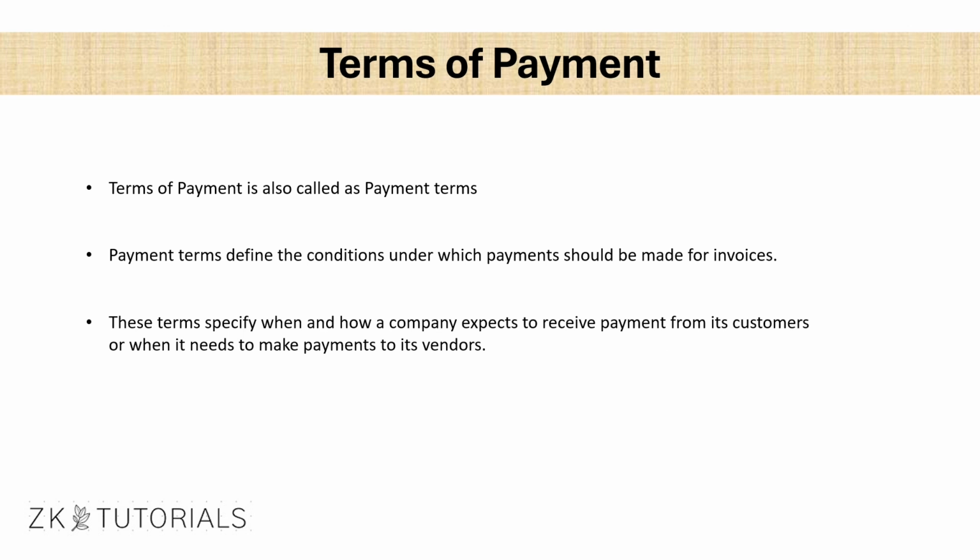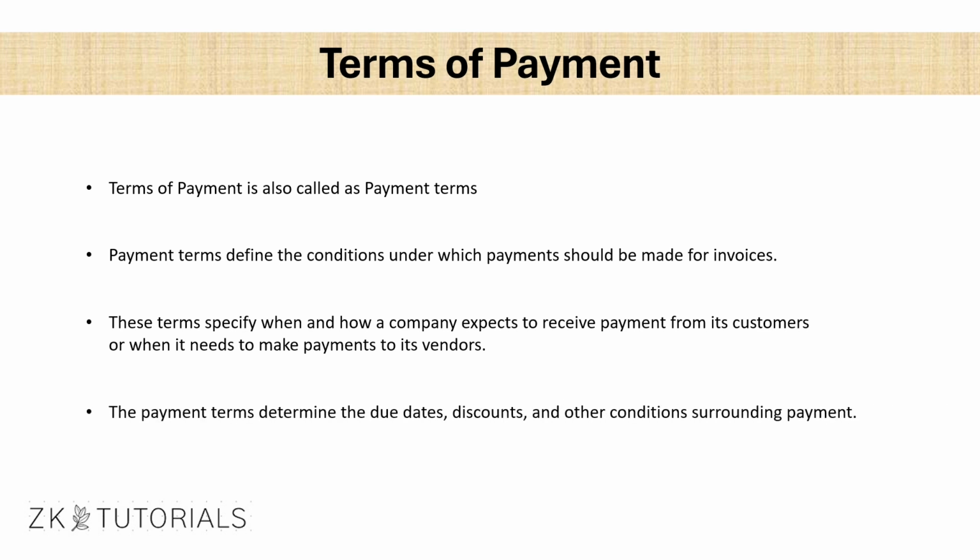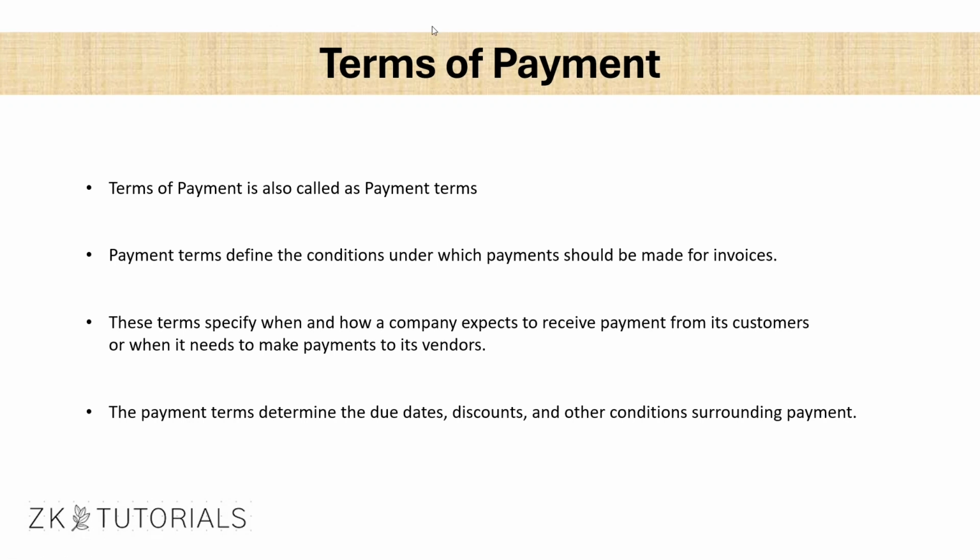These terms specify when and how a company expects to receive payment from its customers or when it needs to make payments to its vendors. The payment terms determine the due dates, discounts and other conditions surrounding payment. So in simple terms, payment terms means the credit terms which are agreed between the business partners for the payment of invoices.